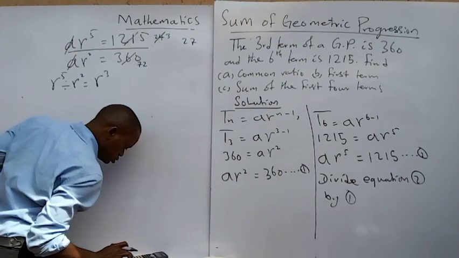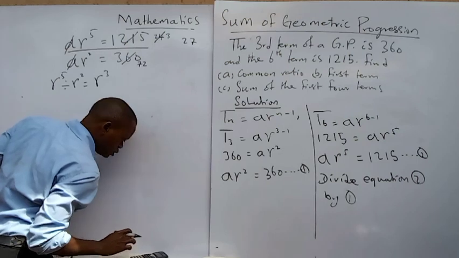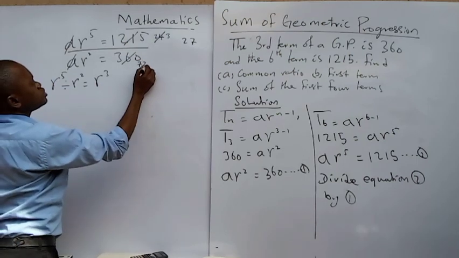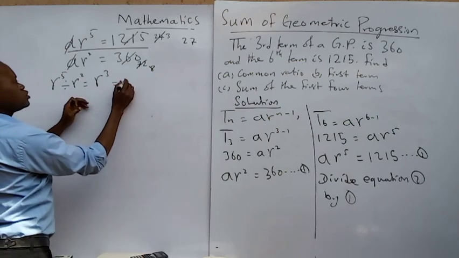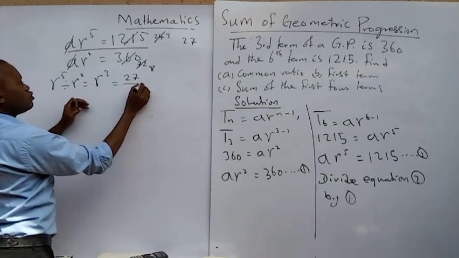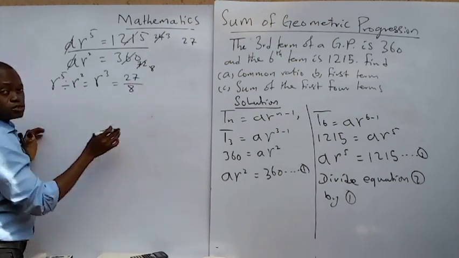And let me check, 72 divided by 9 is 8. Wow. So this has come down to 8. So I now have r raised to the power 3 equals 27 over 8. That's good because these two figures can be raised to an index.